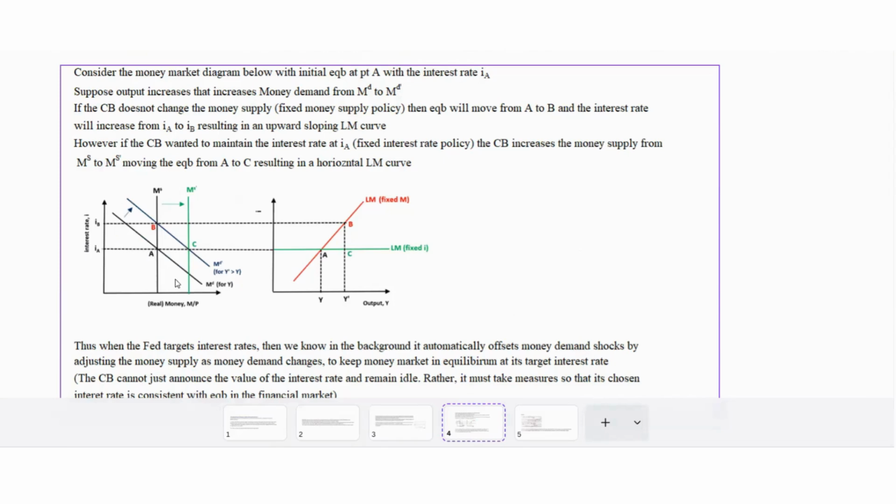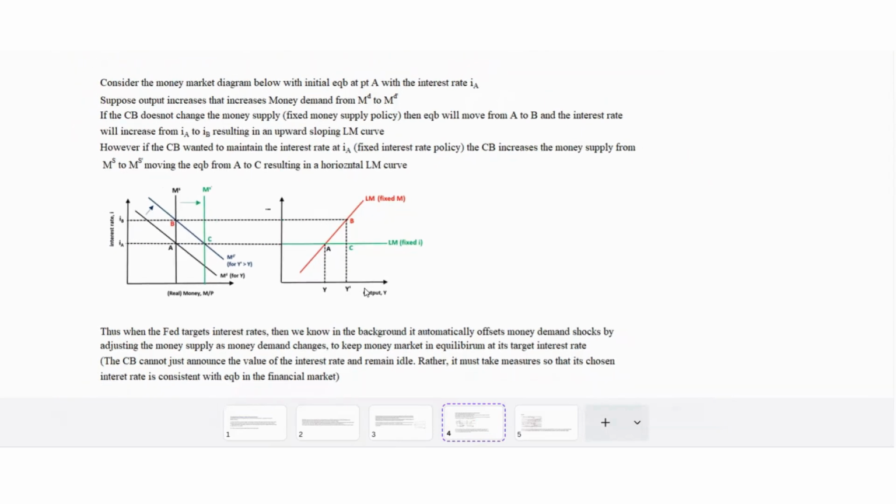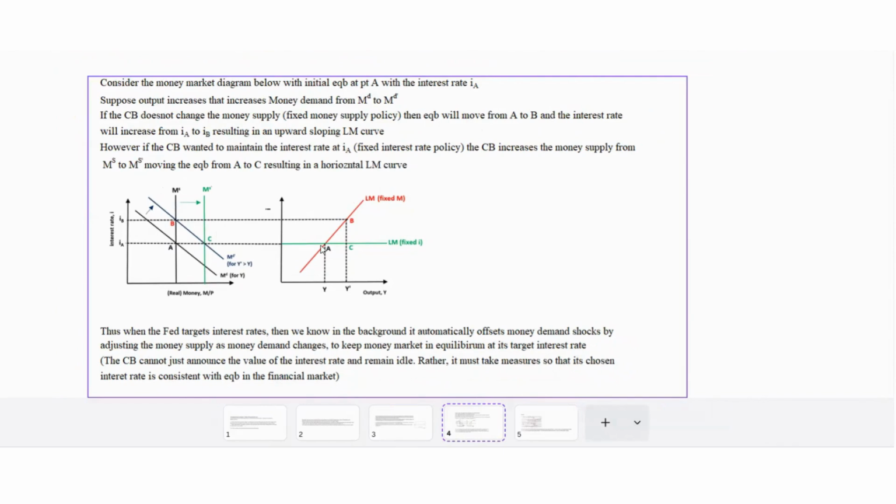resulting in a horizontal LM curve. Because initially you started off with output Y and interest rate IA. Even though output went up to Y prime, which increased money demand, the central bank increased the money supply to keep interest rate constant at IA. So regardless of the level of Y, like we said, the interest rate is kept constant at IA, giving us a horizontal LM curve. Right, so we have an upward sloping LM curve under fixed money supply policy, but we have a horizontal LM curve under fixed interest rate policy.